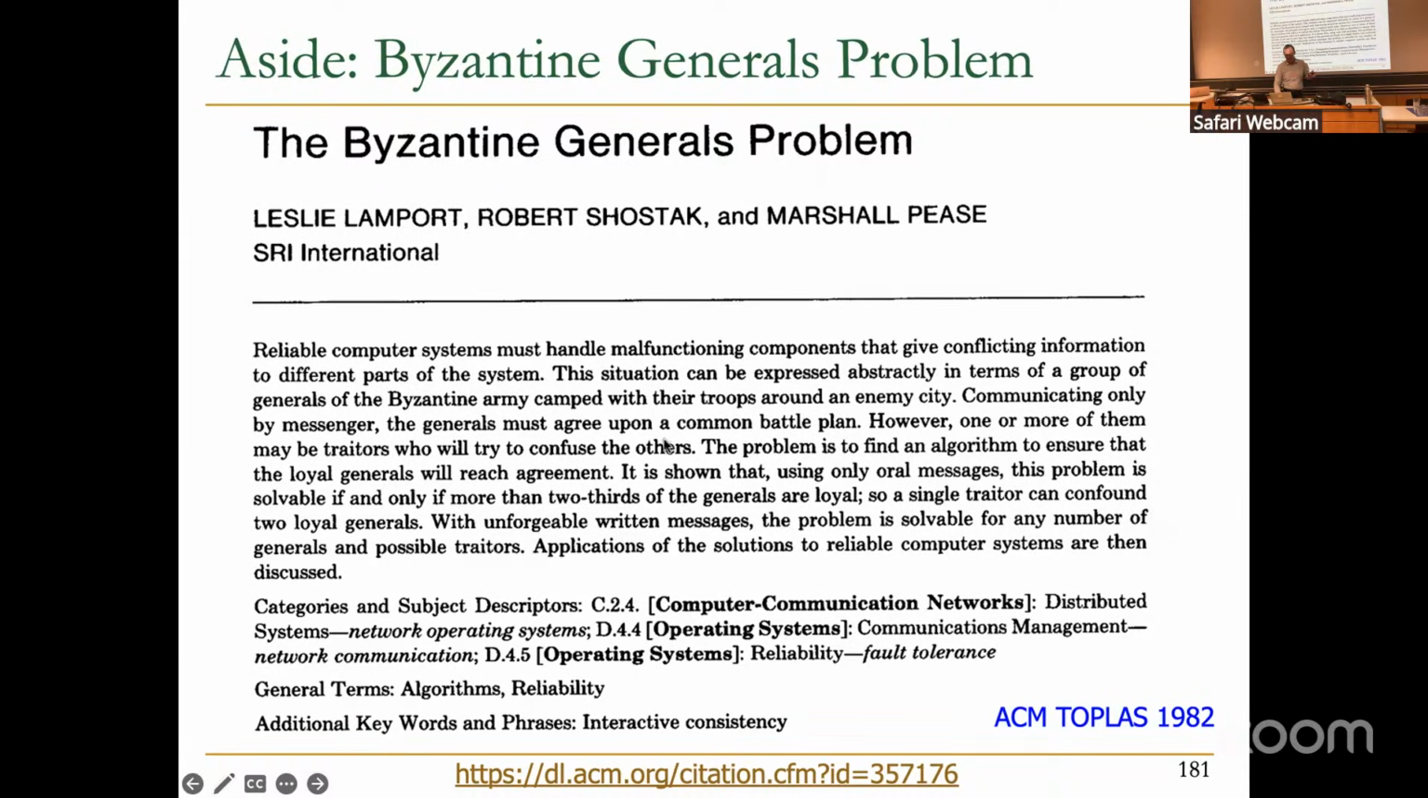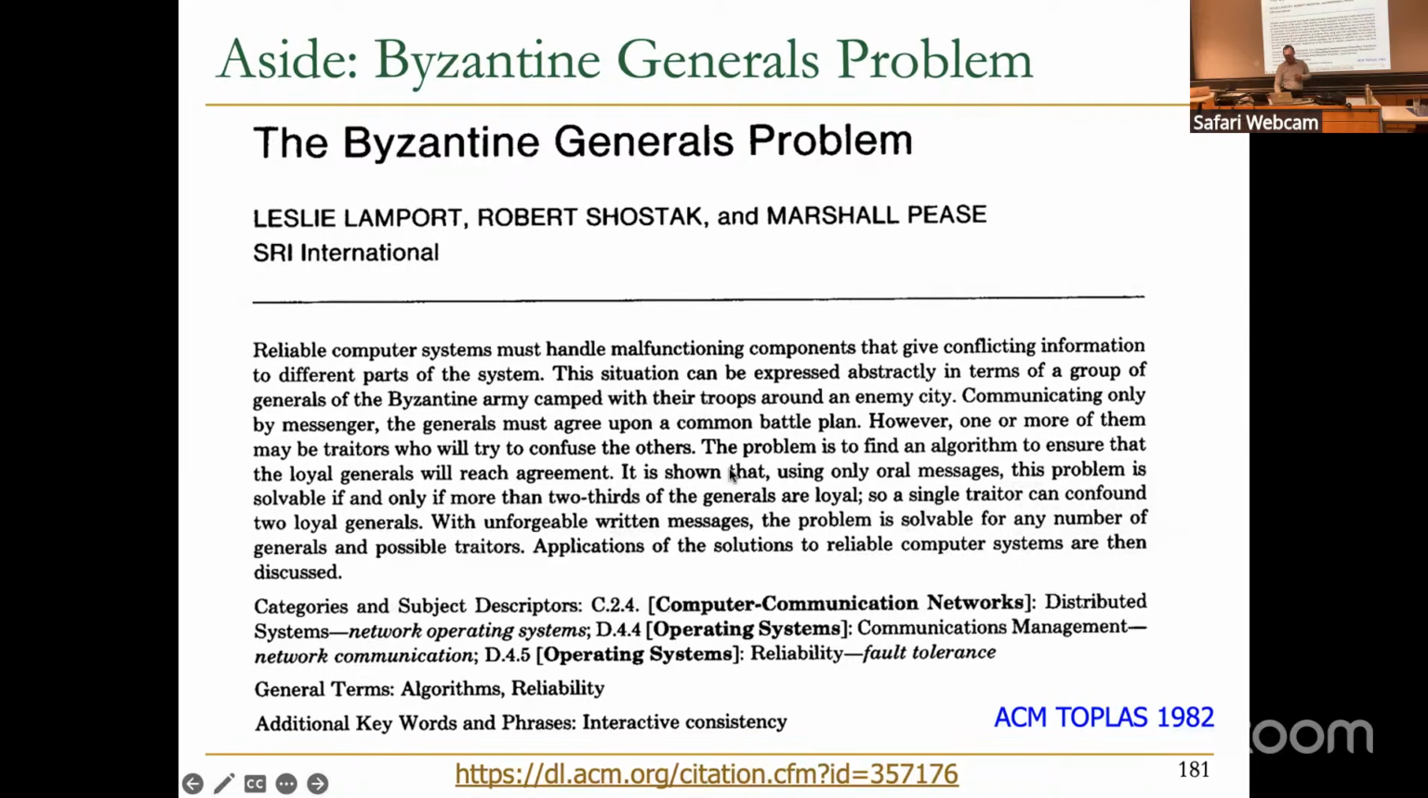And the idea is basically, maybe I'll read it very quickly, but I don't want to go into the details. Essentially, reliable computer systems must handle malfunctioning components that give conflicting information to different parts of the system. This situation can be expressed abstractly in terms of a group of generals of the Byzantine army camped with their troops around an enemy city. Communicating only by messenger, the generals must agree upon a common battle plan. However, one or more of them may be traitors who will try to confuse the others. Sounds nice, right? The problem is to find an algorithm to ensure that the loyal generals will reach agreement.